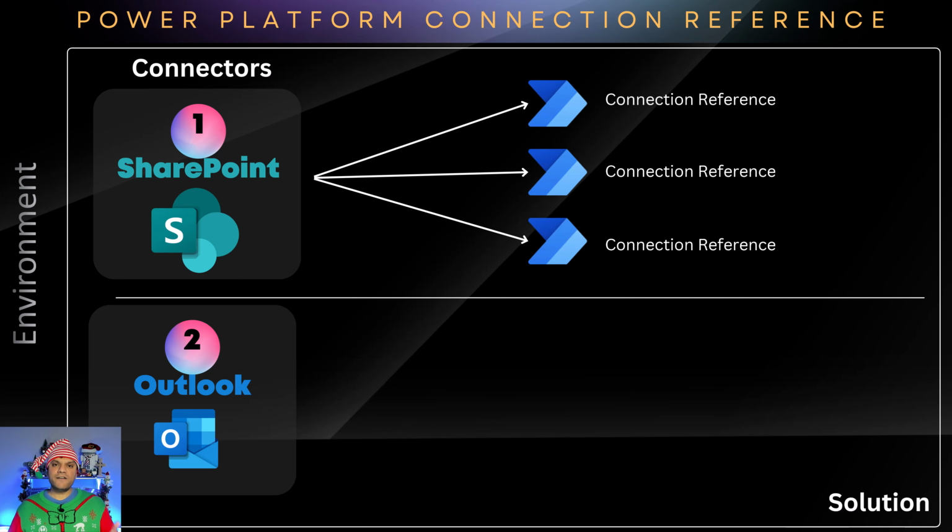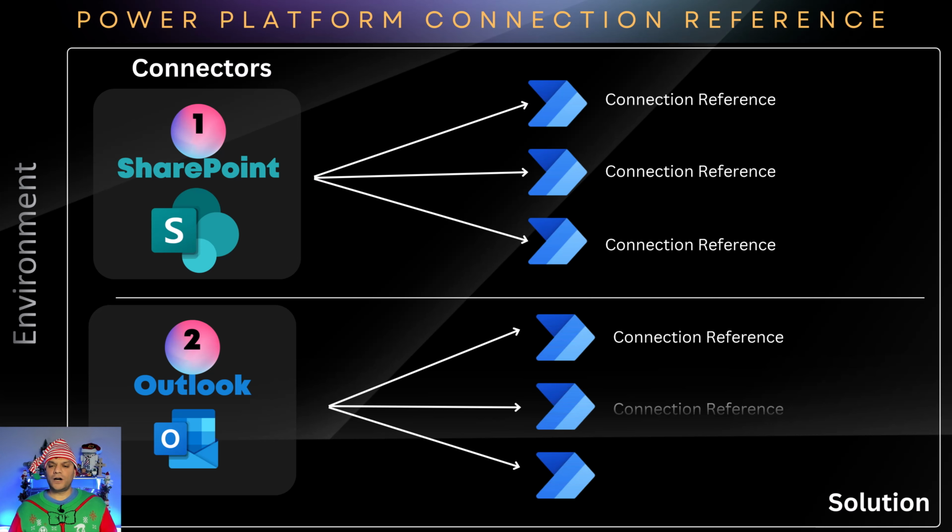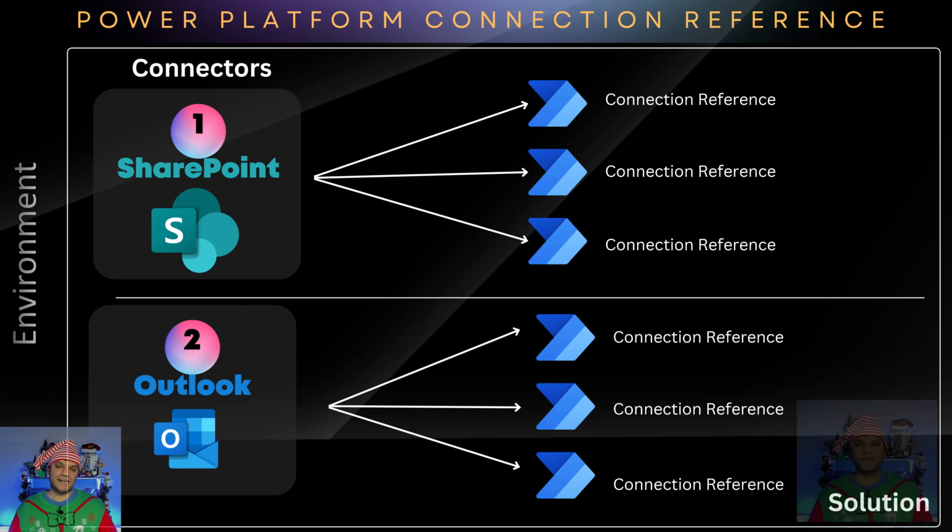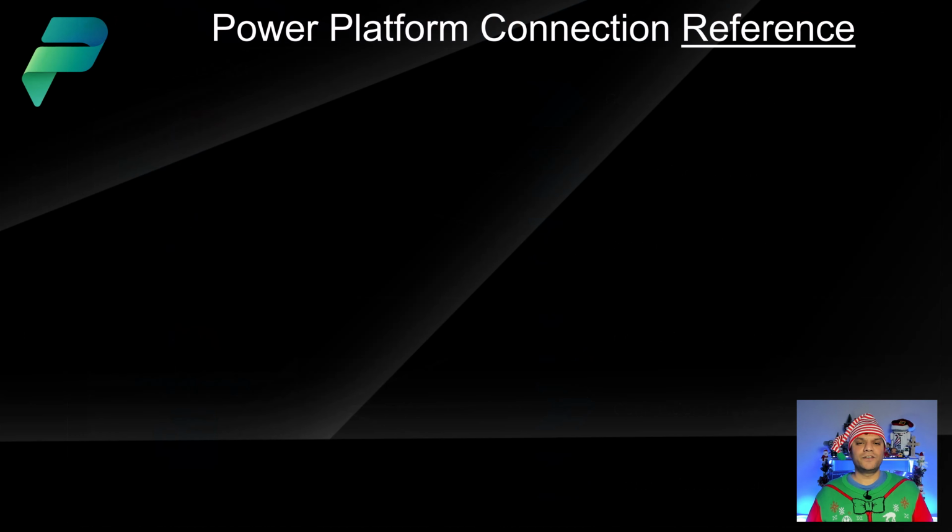So you can have multiple Power Automate flows, all of them using different SharePoint connection references, but each of those references is talking to that same SharePoint connector. And the same thing goes for Outlook too. You can have multiple Power Automate flows. Each of those have different connection references for Outlook, but all those connection references are talking to the same Outlook connector. But the main beauty of connection reference is the ability to go and make a change in a single location, in this case, a single connector.